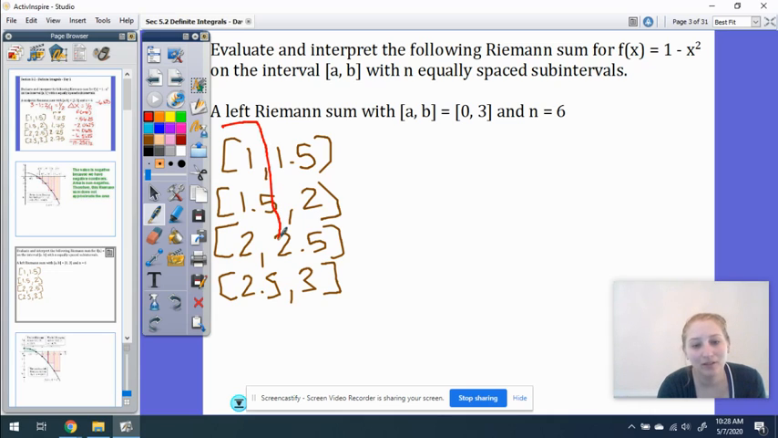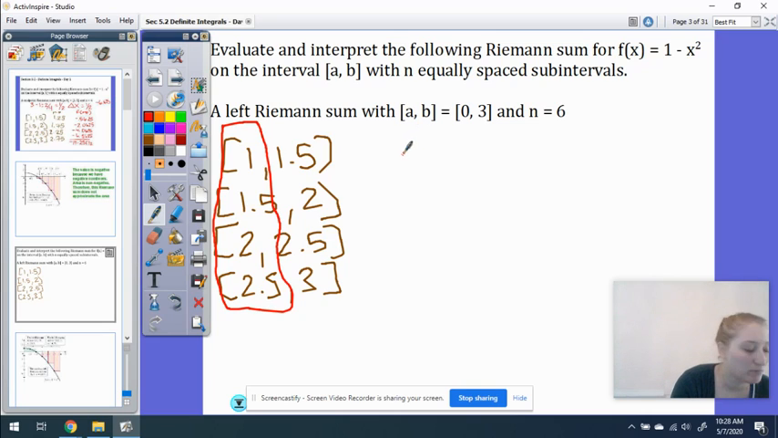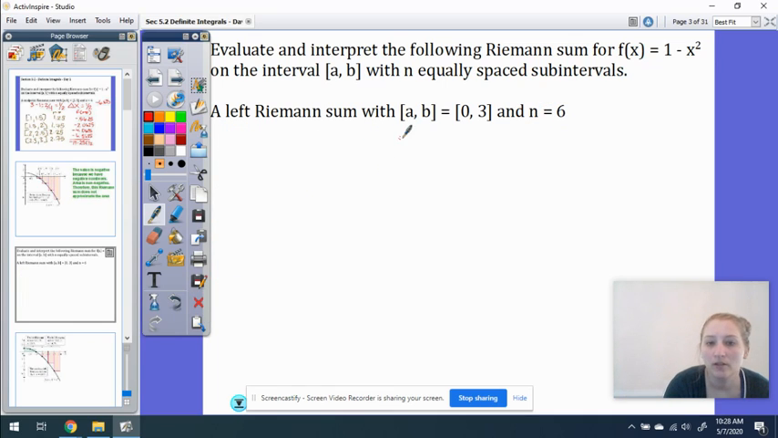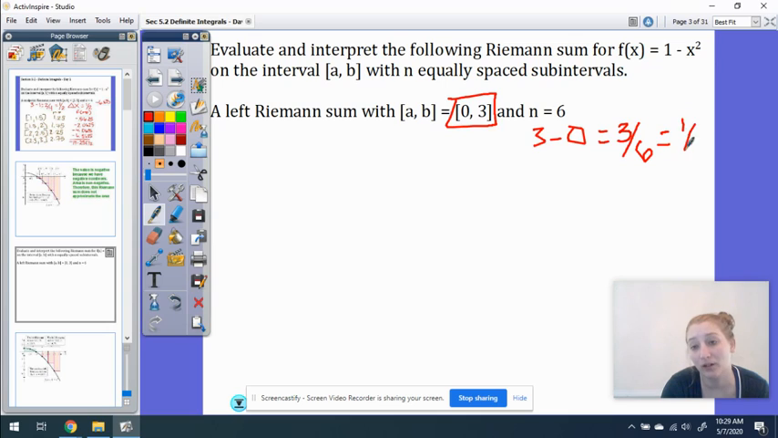Okay, so we're using the left value, which means I'm plugging in 1. So we're going to do 1 minus... oh, you know what? I got so excited because I thought I could do this, but look, we want 6 subintervals this time, so I actually don't need this. Boo. And the numbers are different too, we're going from 0 to 3. So 3 minus 0 is 3, divided by 6 is 1/2 again for my length.